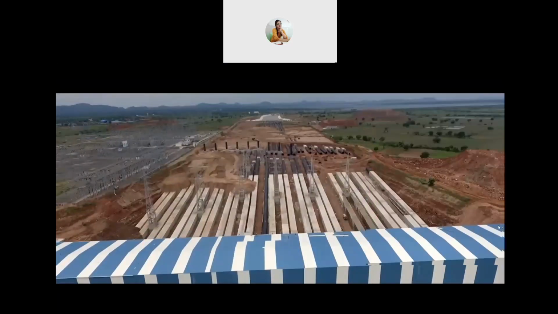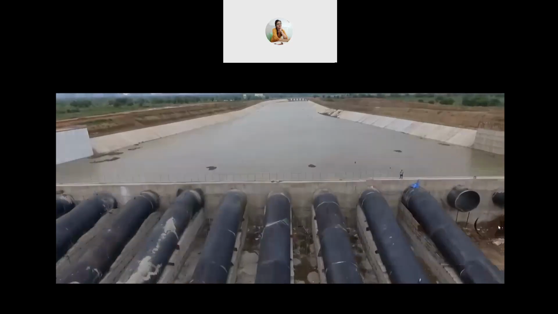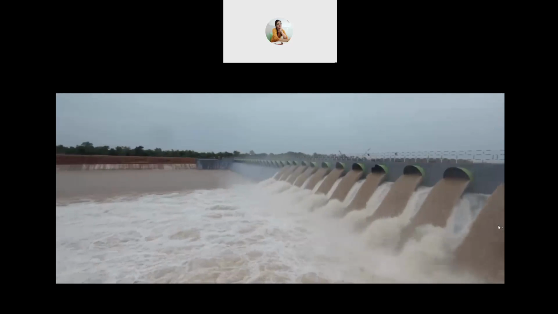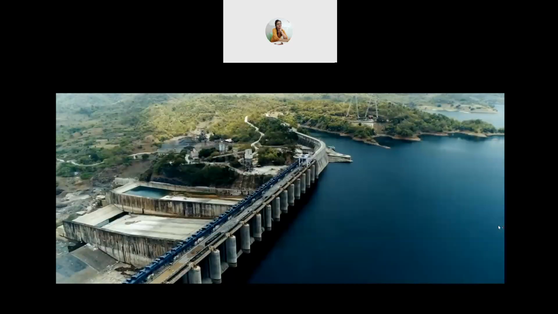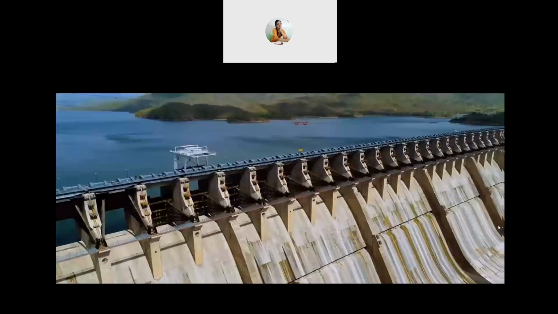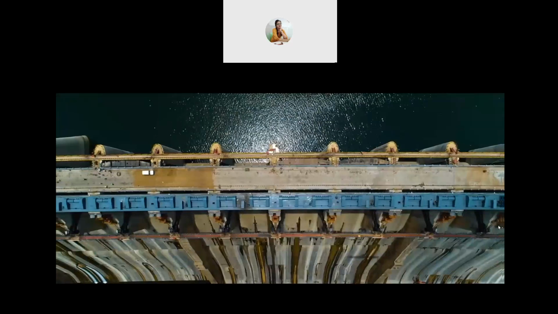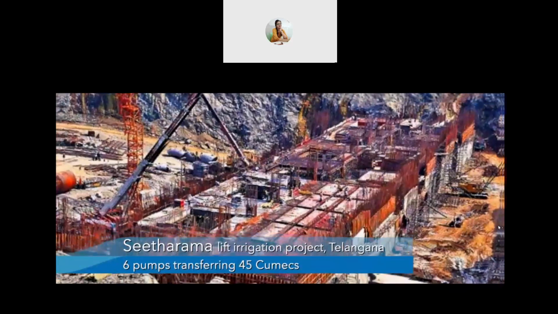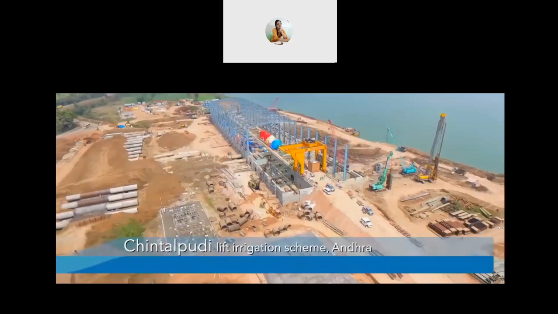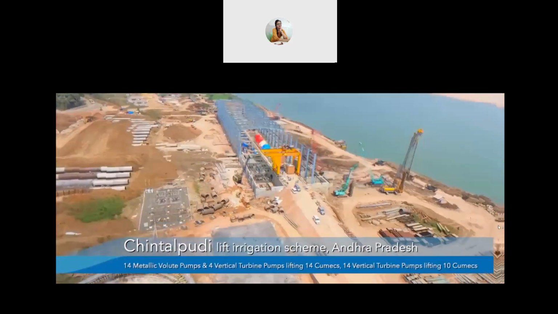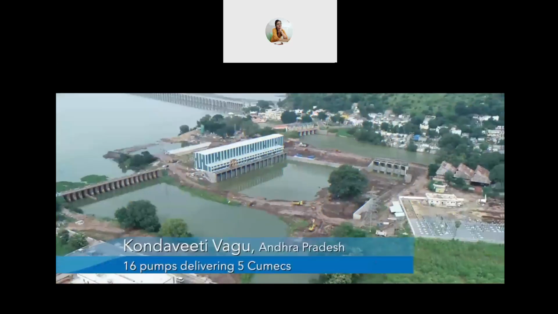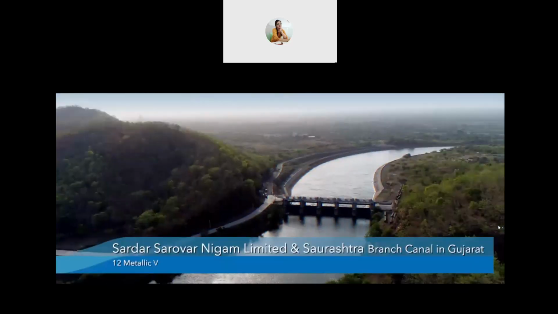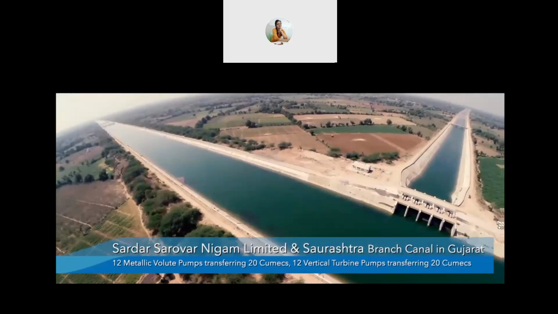Xylem is one of the world's leading partners in lift irrigation projects for pumping solutions and has extended its expertise to many similar projects in India. Sitarama Lift Irrigation Project, Telangana. Chintalpudi Lift Irrigation Scheme, Andhra Pradesh. Kondaviti Bagu, Andhra Pradesh. Sardar Sarovar Nigam Limited and Saurashtra Branch Canal in Gujarat.